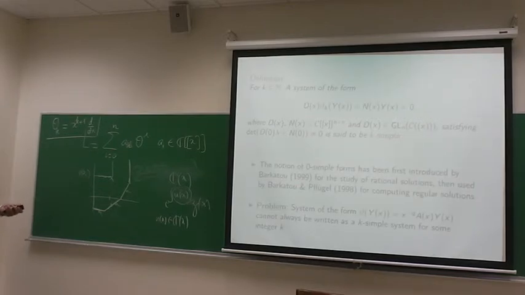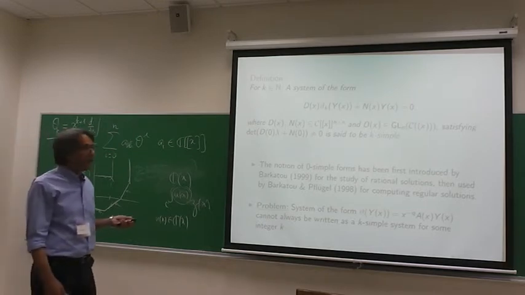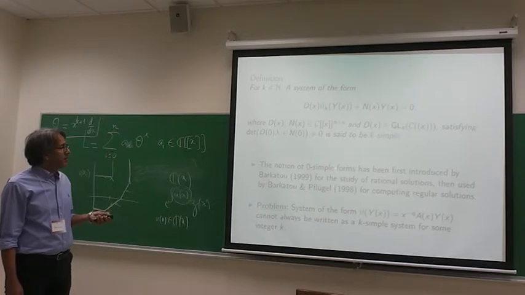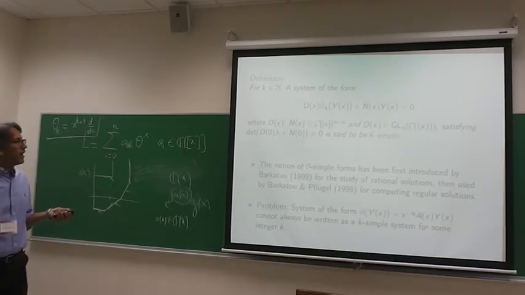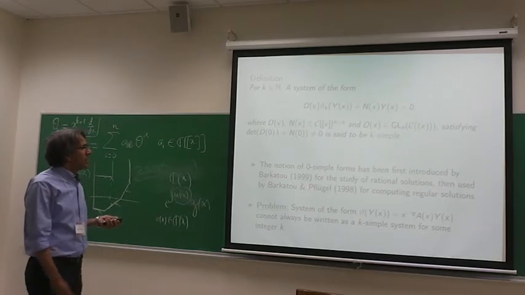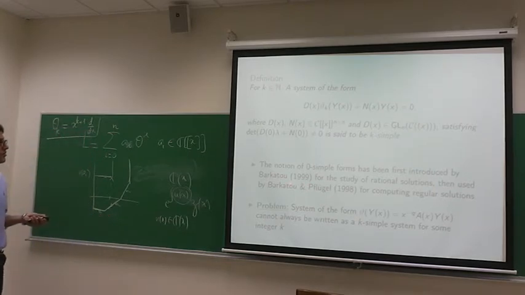So this leads to the definition. So what is a K-simple system? A K-simple system is a system for which the corresponding determinant is not identically zero. Okay? So that is a K-simple system. This notion was introduced by myself years ago, and is useful to compute rational solutions, as I said before, exponential solutions and other kinds of closed form solutions.